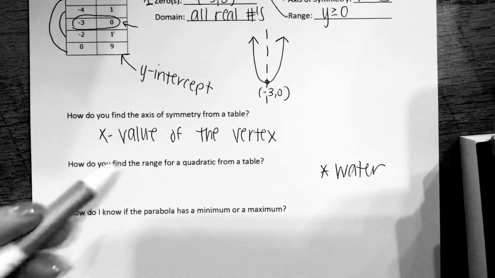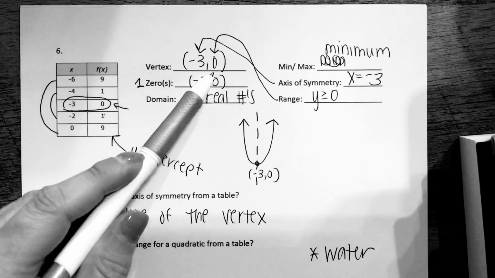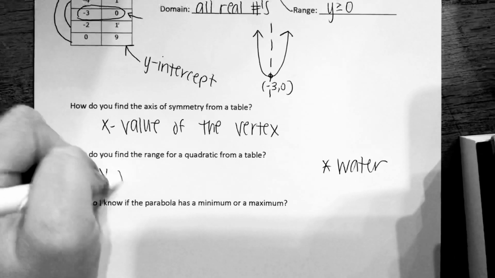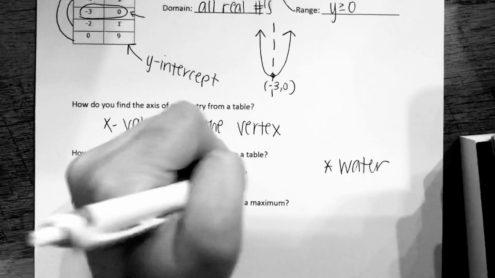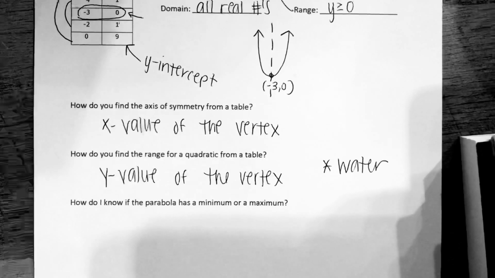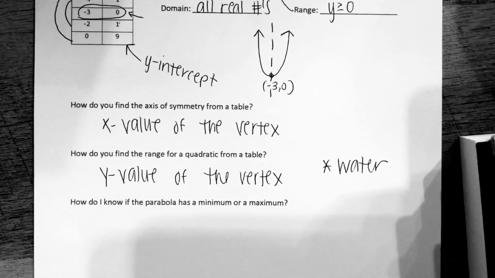Next, how do you find the range? Again, we used the y value in our vertex for range. So it's the y value of the vertex. So we can use that vertex to help us answer axis of symmetry and the range.